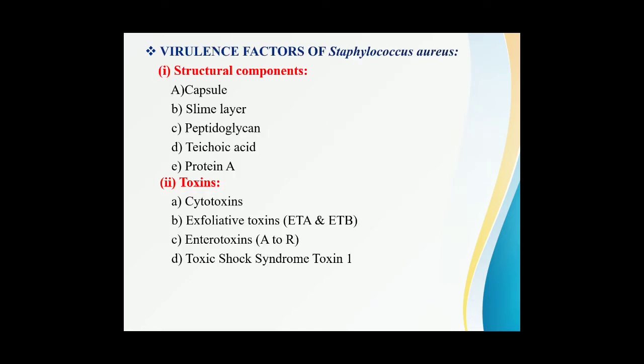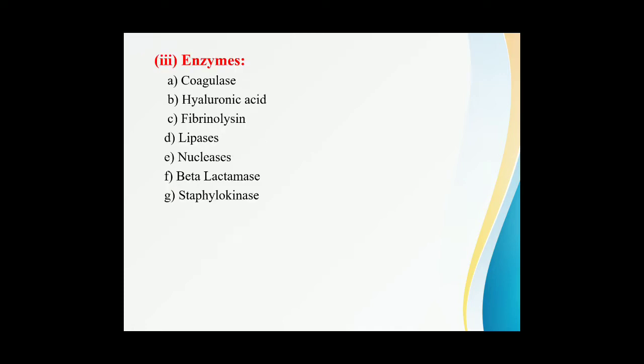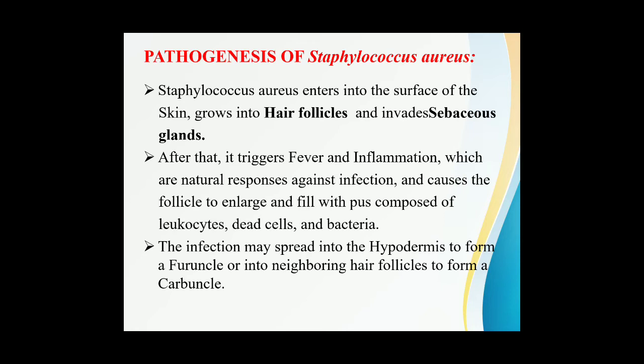And next we will move to virulence factors of Staphylococcus aureus. There are structural components, toxins and enzymes. Structural components are capsule, slime layer, peptidoglycan, teichoic acid, protein A. And toxins are cytotoxin, exfoliative toxin, enterotoxin, toxic shock syndrome toxin 1. Next, enzymes: coagulase, hyaluronidase, fibrinolysin, lipases, nucleases, beta-lactamase, staphylokinase.